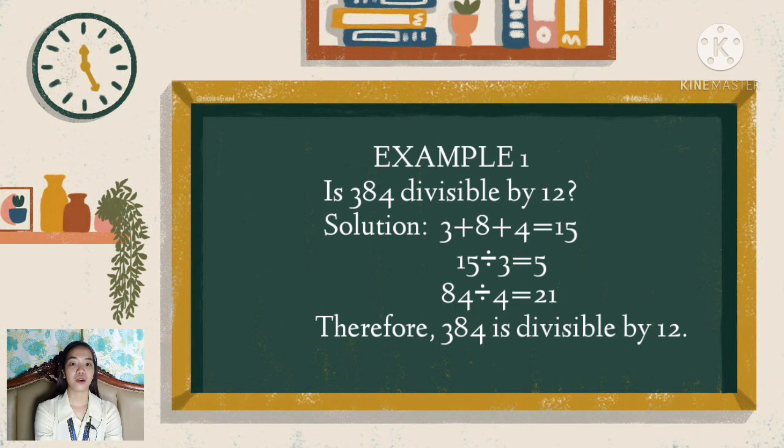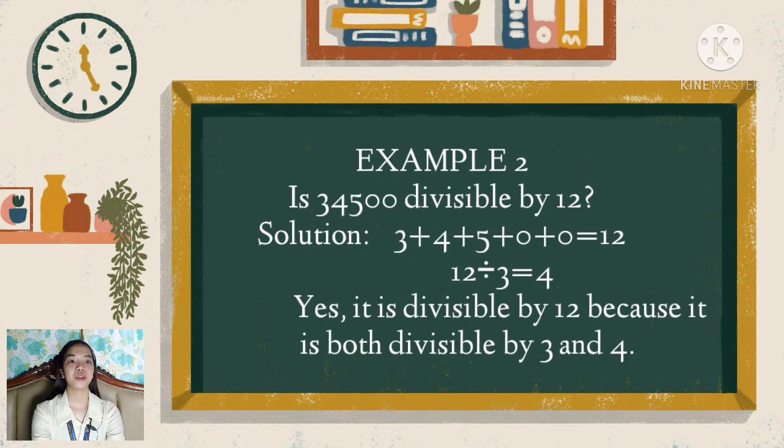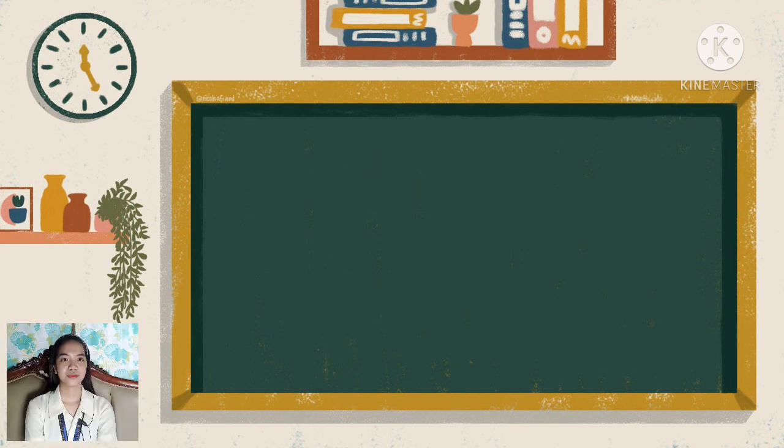84 divided by 4 is equal to 21. Therefore, 384 is divisible by 12. Example number 2 is 34,500 divisible by 12? So again, we need to sum the digits. 3 plus 4 plus 5 plus 0 is equal to 12. So 12 divided by 3 is equal to 4. So the answer is yes, it is divisible by 12 because it is both divisible by 3 and 4.